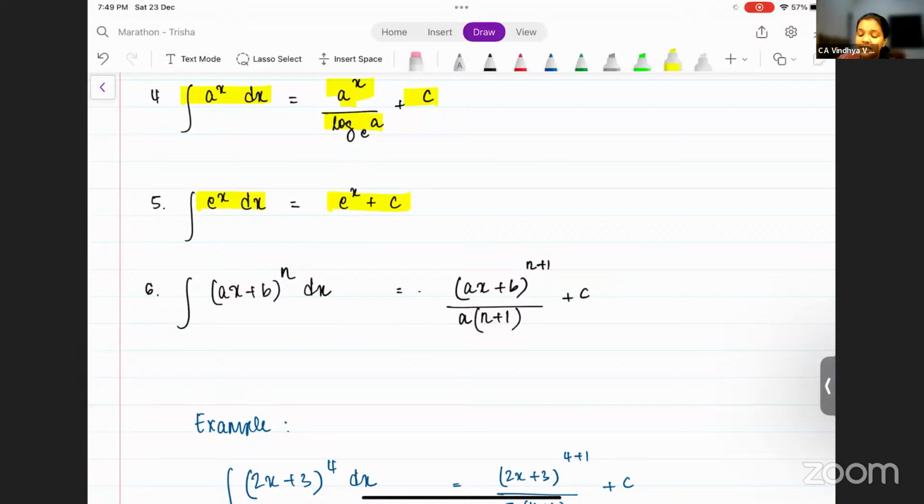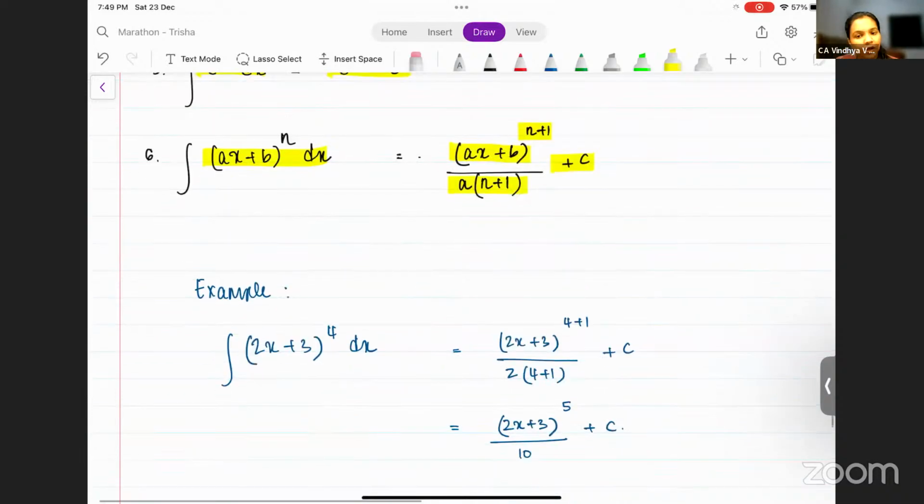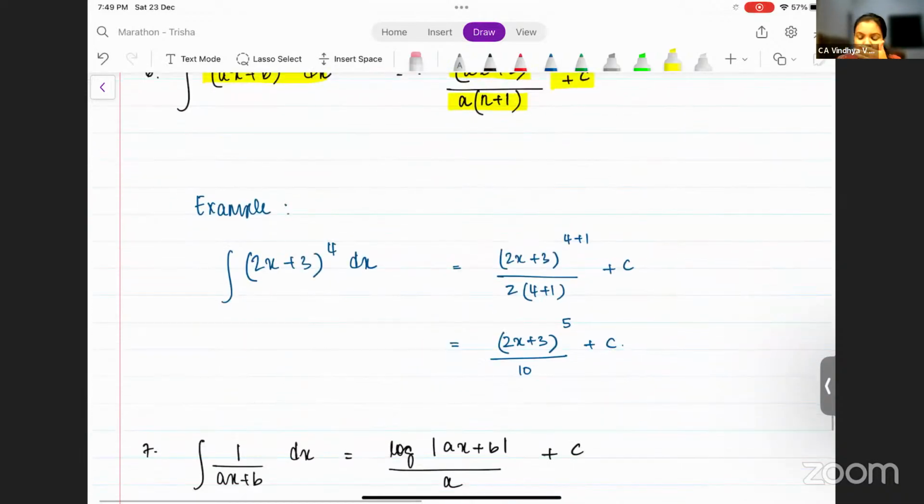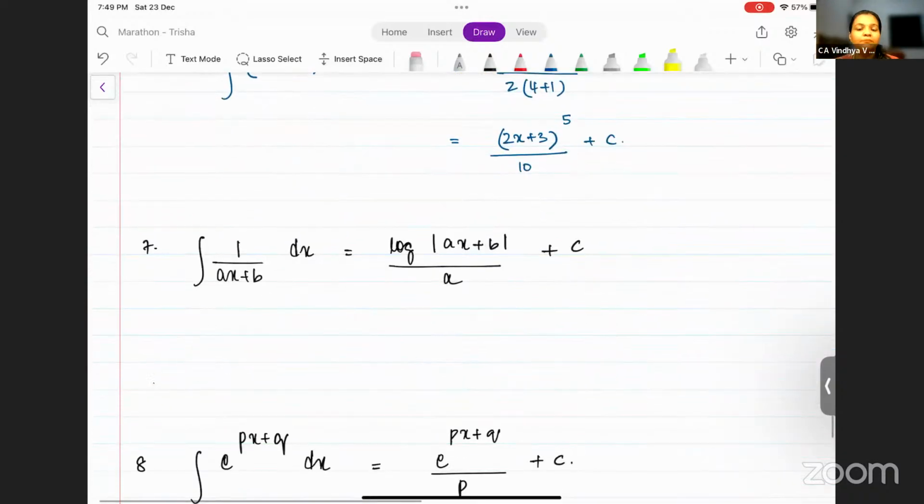Next, you have integration of a into x plus b whole to the power n, which is a x plus b whole to the power n plus 1 divided by a into n plus 1. Let's take an example here. So now here, 2x plus 3 is in the form of ax plus b, which is ax plus b whole to the power n plus 1 divided by 2 into, 2 is a here, a into 4 plus 1 plus c.